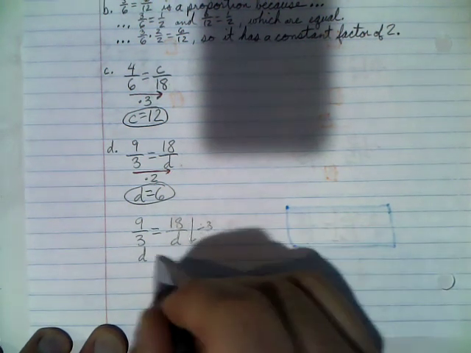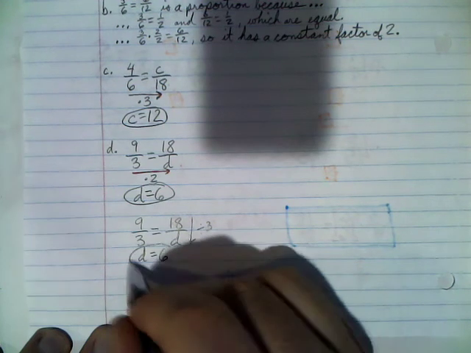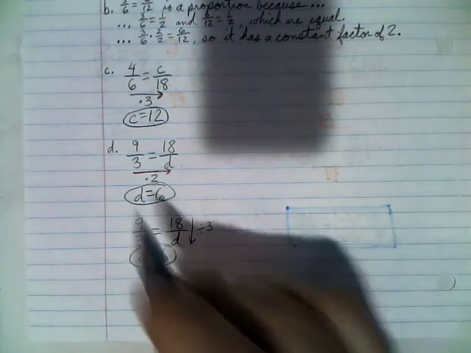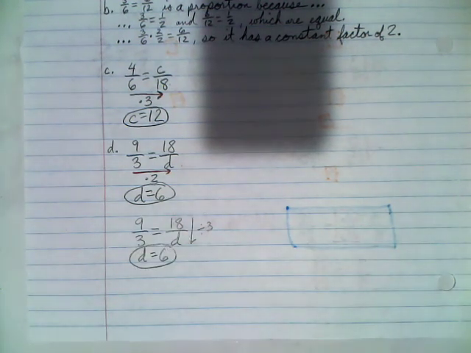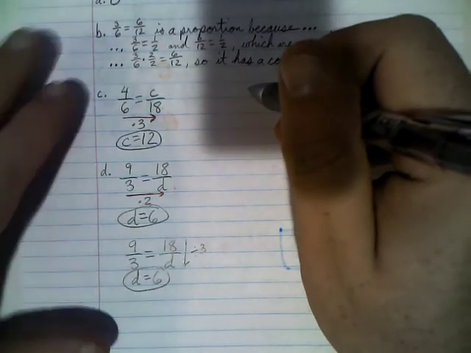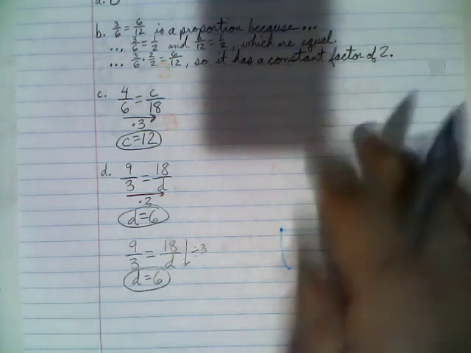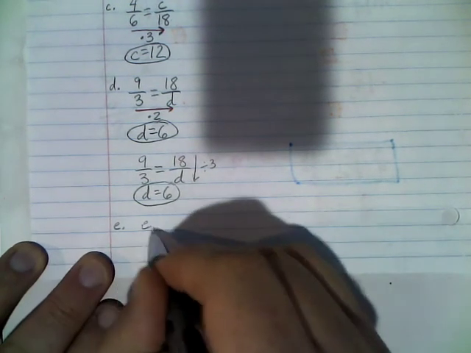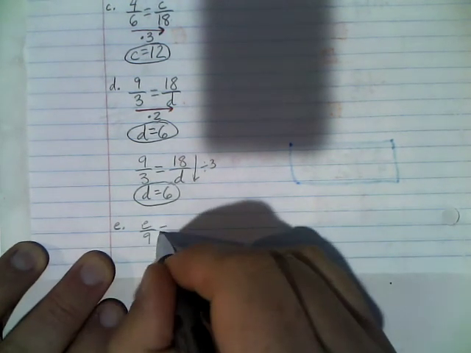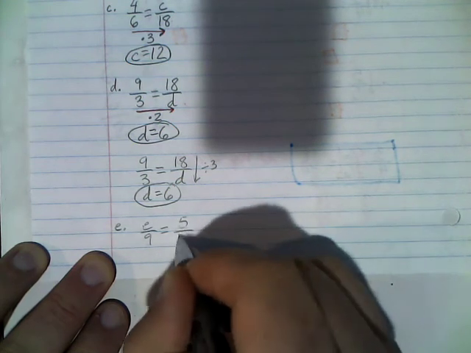Well, 18 divided by 3 is 6. So there were two easy options here. All right, I'm going to come up here, and I'm running out of space down at the bottom a little bit. Well, I have room for one more. I'm going to put one more here. We'll put E here. So E over 9 equals 5 over 15.